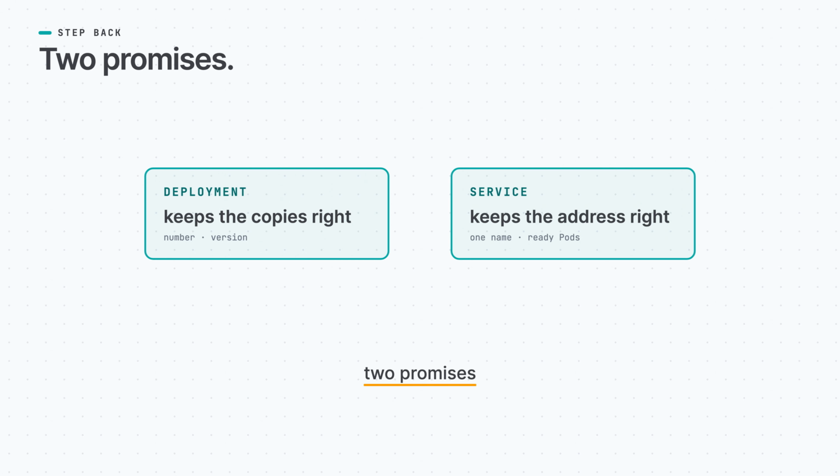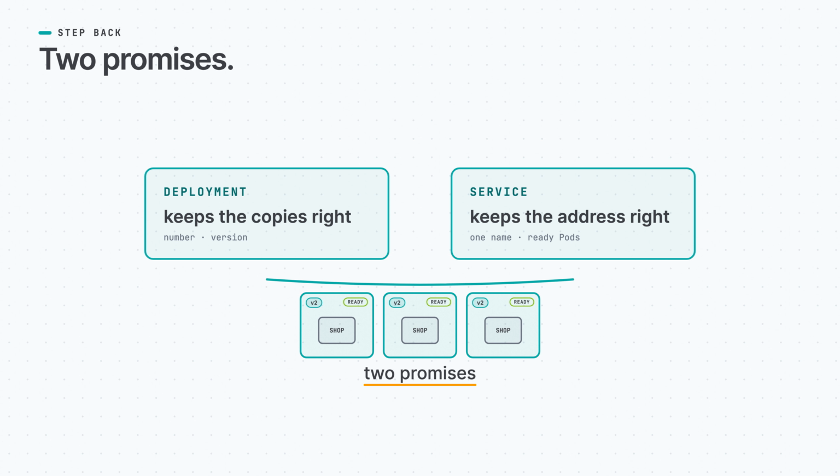Step back and the whole machine is two promises. The deployment keeps the copies right, the right number, the right version. The service keeps the address right. Everything you shipped this episode came from those two.